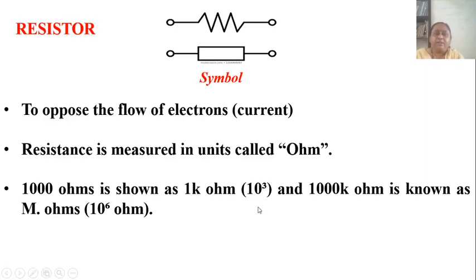Now the resistor. The symbol of a resistor is shown in the figure. The function of a resistor is to oppose the flow of electrons. Flow of electrons means current, and resistance is measured in a unit called ohm. 1000 ohm is written as 1k ohm, k for kilo, which is 10³. And 1000k ohm is known as mega ohm, M for mega, having the value 10⁶ ohm.